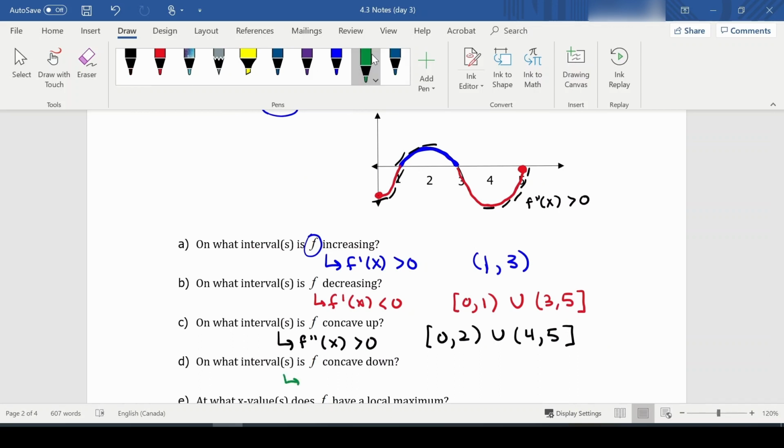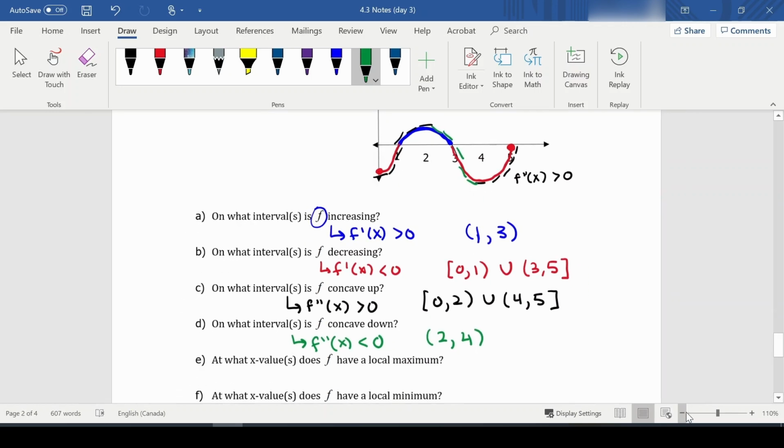Now, concave down would be, where would f double prime be less than 0? Or if I drew tangent lines to my tangent graph, that's derivatives of my derivative, which would be f double prime. If I drew those tangent lines on this graph of f prime, where would I have slopes that are negative? And that would be from 2 to 4.